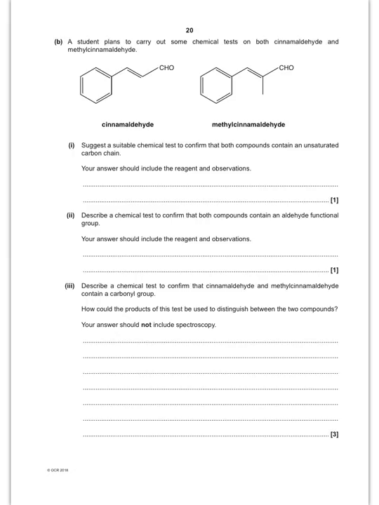Describe a chemical test to confirm that they both contain a carbonyl group. And how could the products of this test be used to distinguish them? We cannot use spectroscopy. So for this one we will add 2,4-dinitrophenylhydrazine and we would see a yellow precipitate. That would confirm that they contain a carbonyl group. How do we then identify the products? Well, we would take the melting point of the crystals of the orange precipitate and then compare that to known values in a data book, and that would tell us which of the two compounds we have.